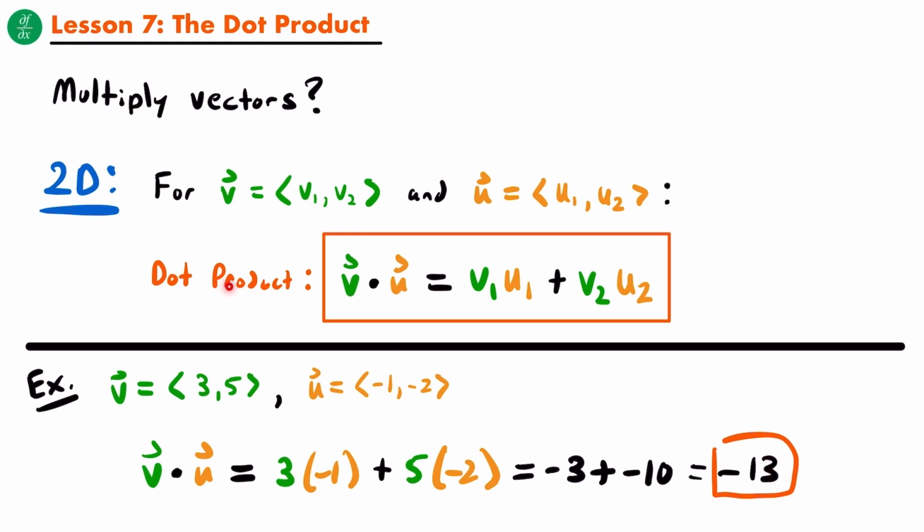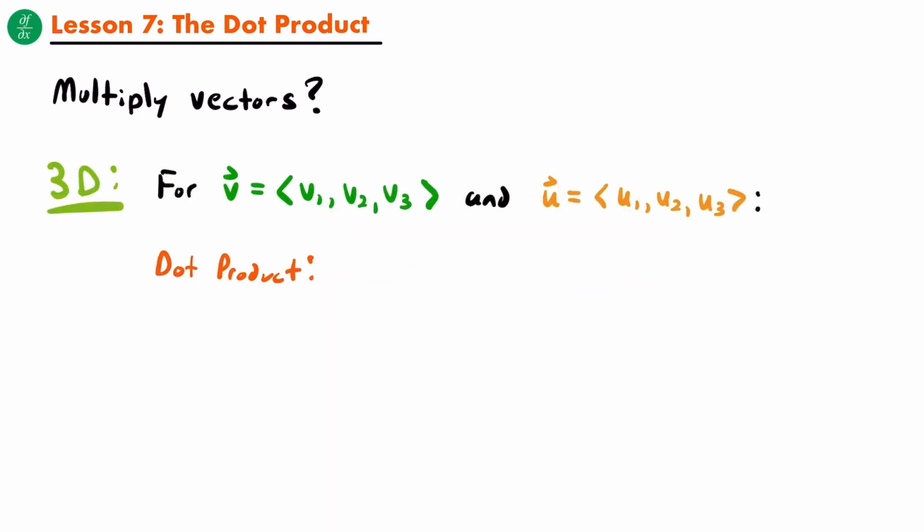Okay, so that's the dot product for vectors in 2D, but what does the dot product look like for vectors in 3D? Well, if we're working with vectors in 3D, and here you can see that we have two vectors that are in 3 dimensions, vector v has 3 components, v1, v2, and v3, an x component, y component, and z component, and vector u also has 3 components, which are the x, y, and z components.